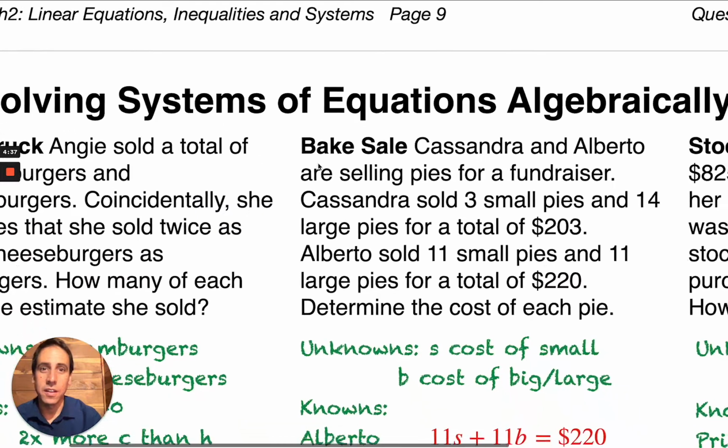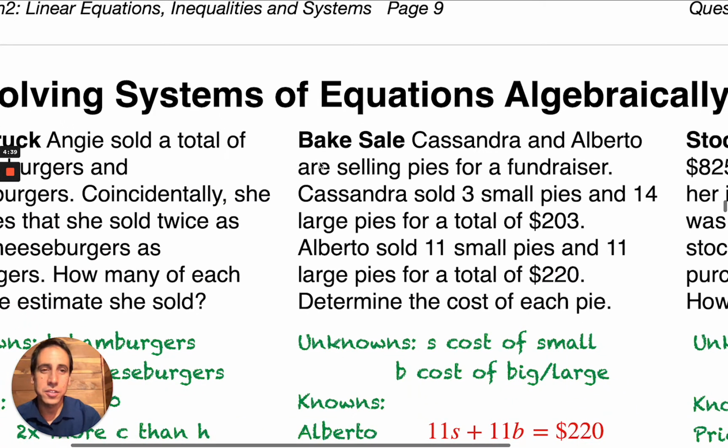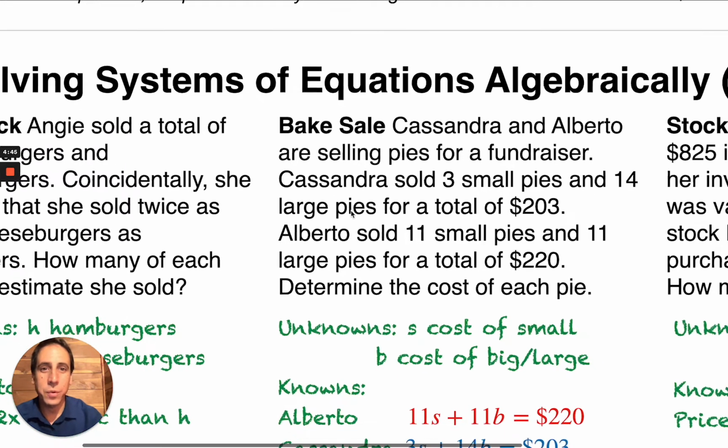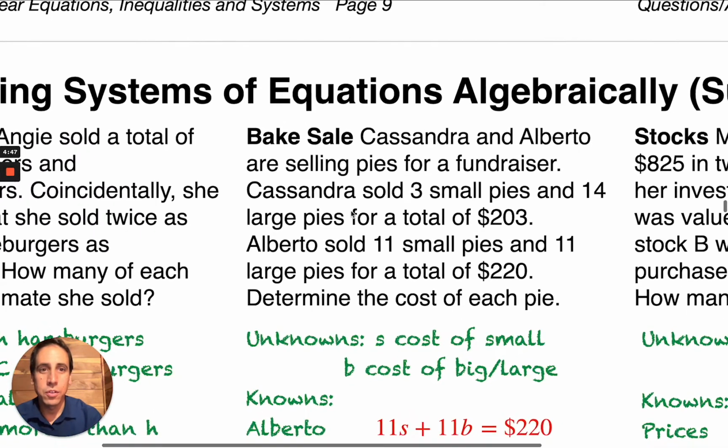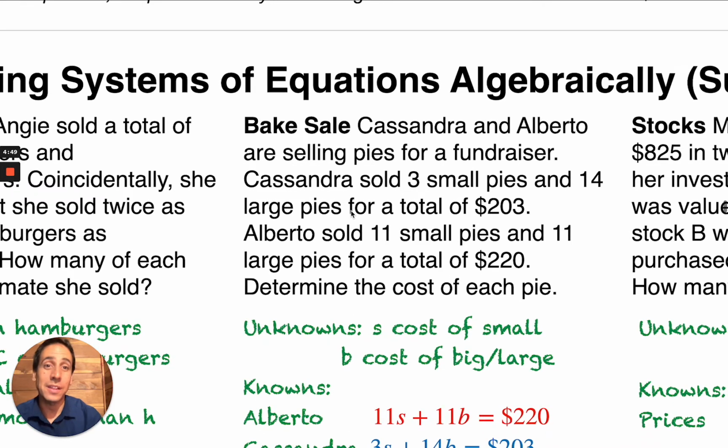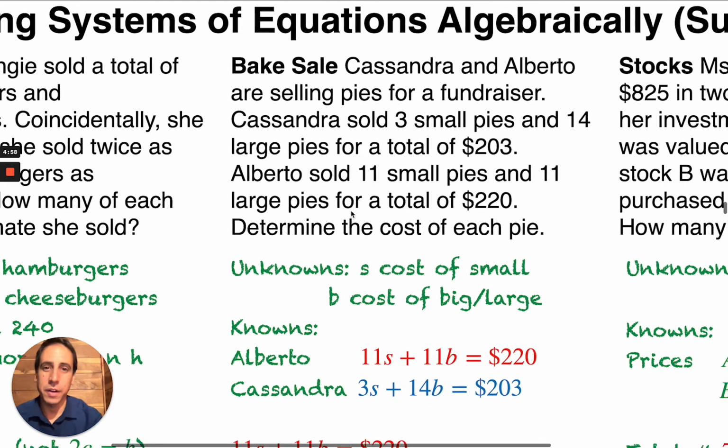Let's do this again. Bake sale. Cassandra and Alberto are selling pies for a fundraiser. Cassandra sold 3 small pies and 14 large pies for a total of $203. Alberto sold 11 small pies and 11 large pies for a total, you hear that word? Total of $220. Determine the cost of each pie.